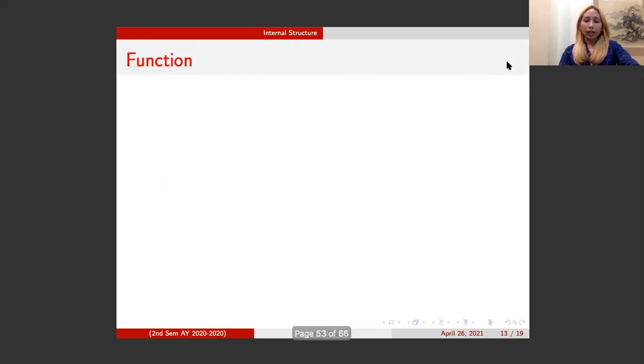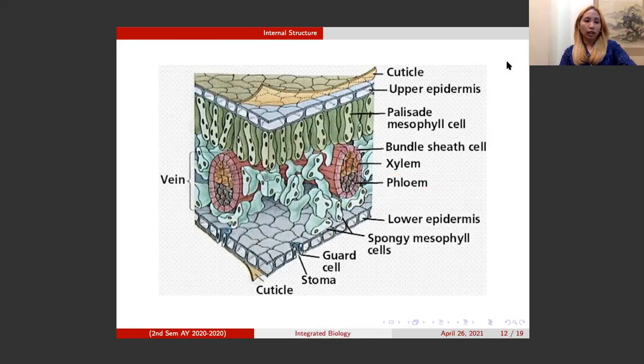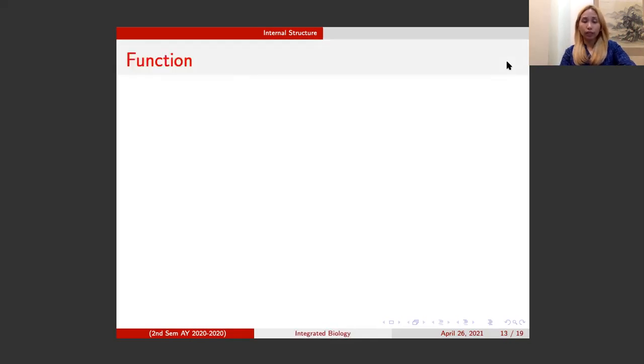Okay. All right. So basically, that's that for the internal structure of the leaf. So moving on, we're now down to the function of the leaf. And of course, the main function of the leaf is photosynthesis.